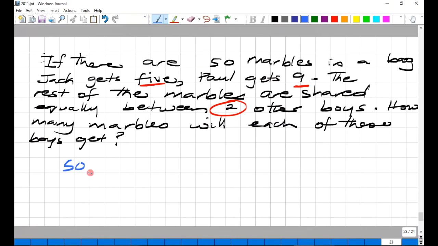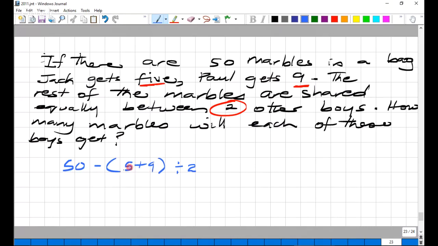I know that I have 50 marbles, and we're going to take out some. Who are we taking out some for? Jack. How many did Jack get? 5. And how many did Paul get? 9. Okay. Then whatever is left, I'm going to do what? Divide. Share it by how many? 2. Okay. So it should look something like this.